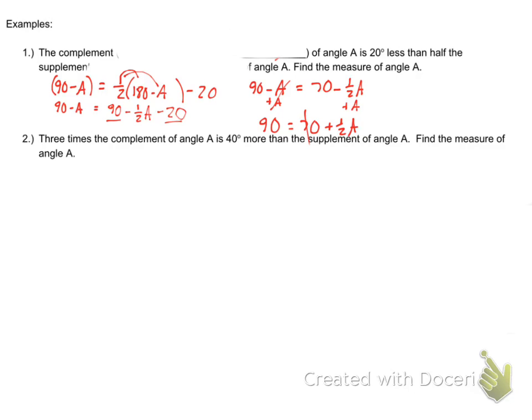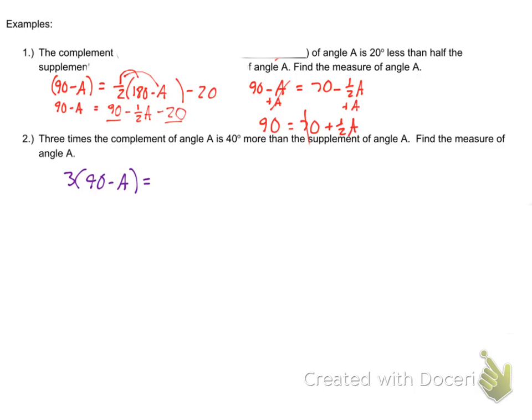So, 3 times the complement of A. What does it look like? Not everyone at once here. 3 times the complement of A. Is it 3 in parentheses, 90 minus A? In parentheses? Yes, it is. Thank you. That is 3 times the complement of A.